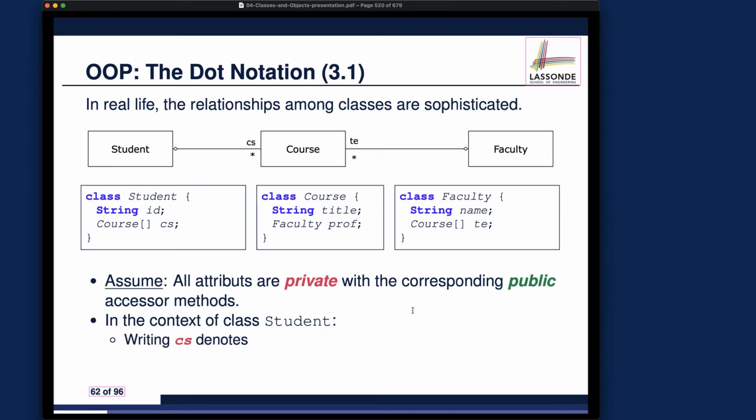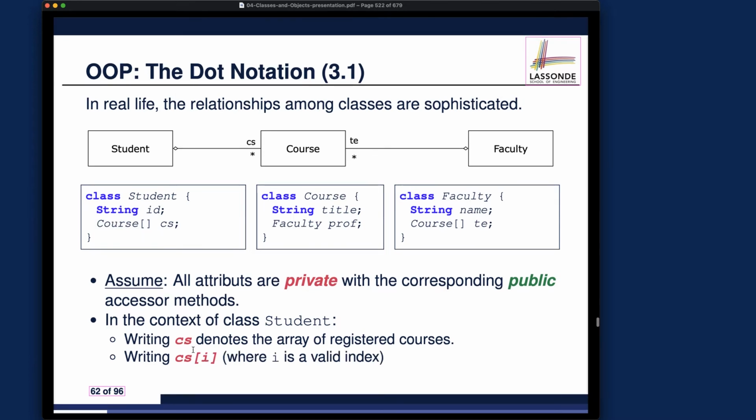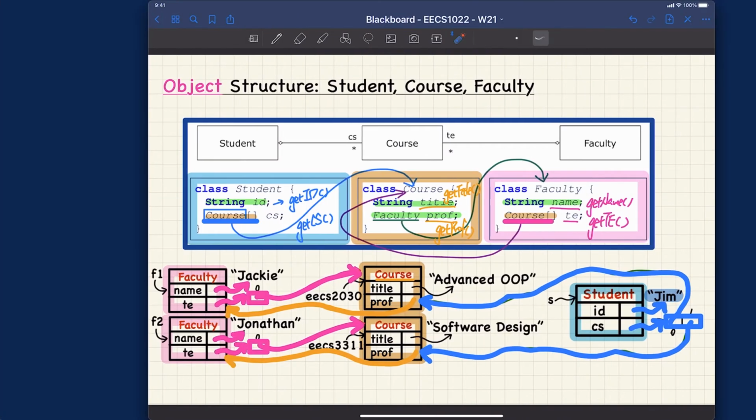So writing in the context of student, very quickly, whenever you say CS, it is really like a this.cs, right? Remember, context object this is implicit. CS will denote the starting address of this particular array, of course. And then if you want to get to a particular course, you will need to do it with some index, CS[i]. It should be a valid index for courses, right? For example, for this student here, what will be the valid index for CS? It will be either 0 or 1, right? Because the size of the array is 2.